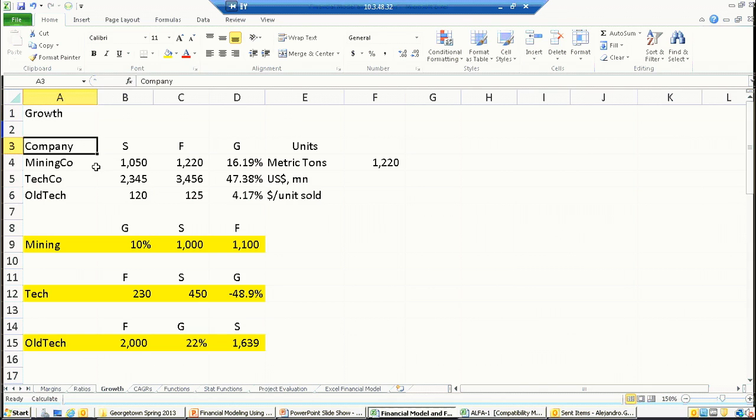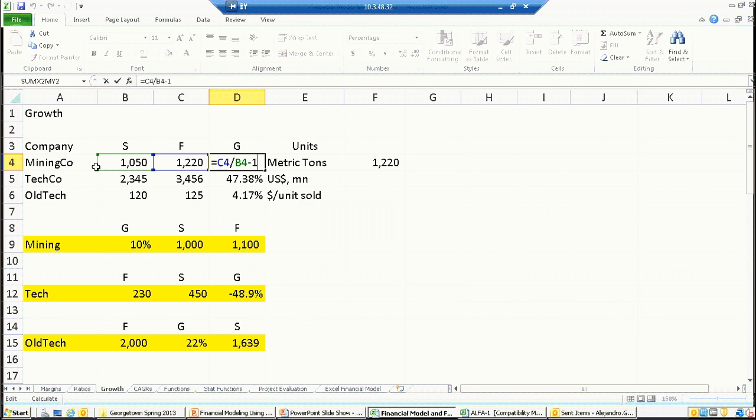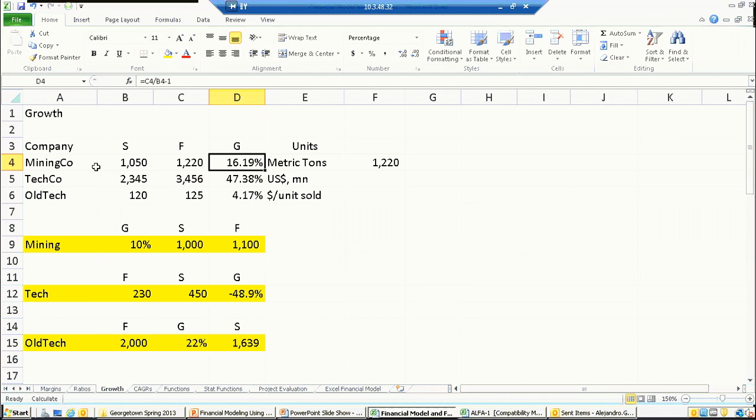And a growth example here would be, for the example I have here, 3 companies: a mining company, a tech company, and an old technology company. The starting metric, the final metric, and the growth rate. This could be revenues, net income, book value of equity, have a starting value, a final value, and the growth rate will be final value divided by the starting value minus 1. It's very simple.